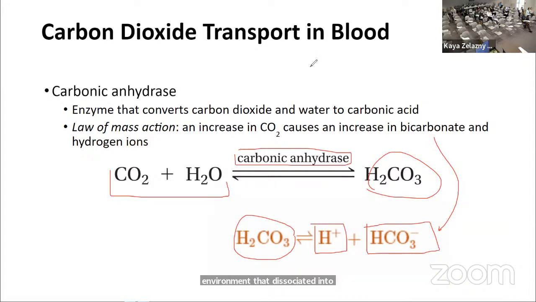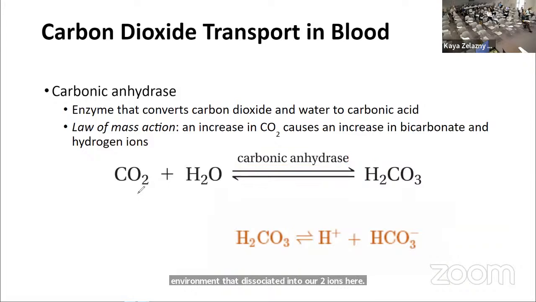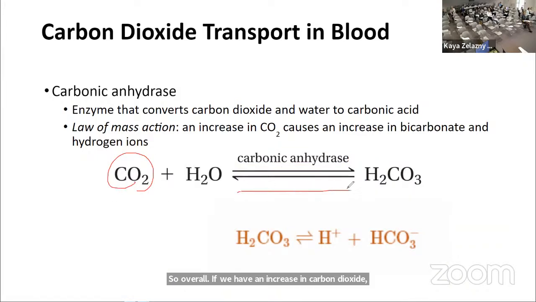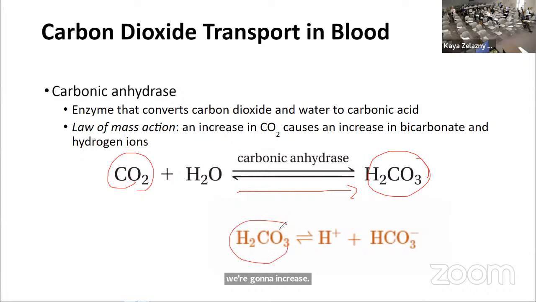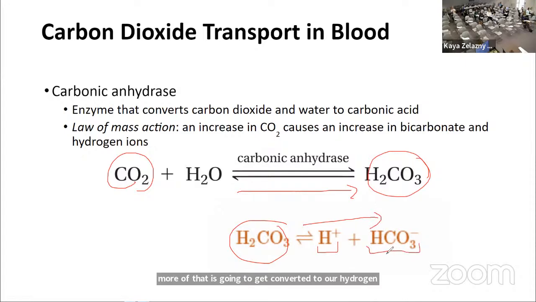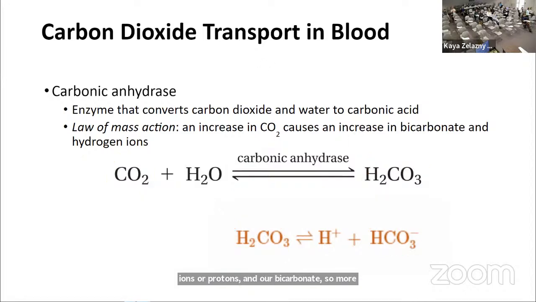So overall, if we have an increase in carbon dioxide, we're going to increase our carbonic acid. And if we increase our carbonic acid, more of that is going to get converted to our hydrogen ions or protons and our bicarbonate ions. So more carbon dioxide means that this process is moving to the right.